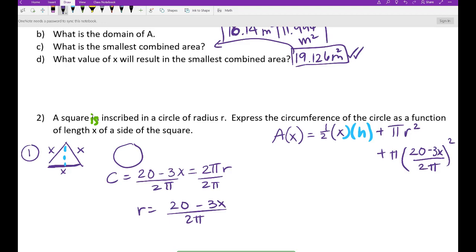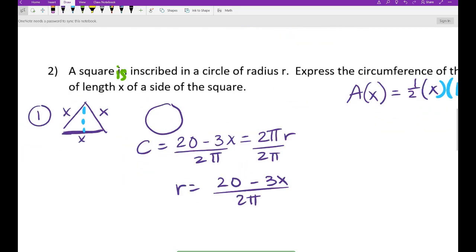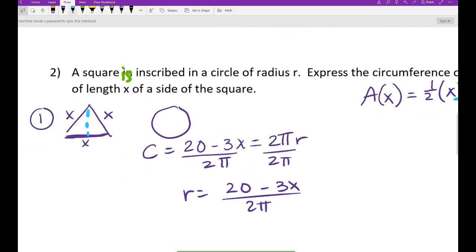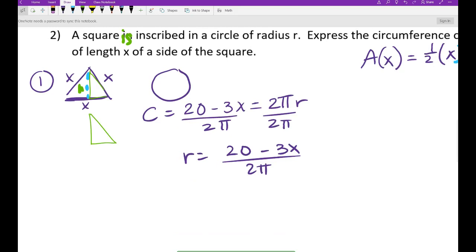Now I need to find h. H is the difficult piece of this question. H is right here. You can do a few things. If it's an equilateral triangle, what is the measurement of each angle? 60. Beautiful. If it's 60, what happened when I cut it in half? Is it a right triangle now? This is still the height.